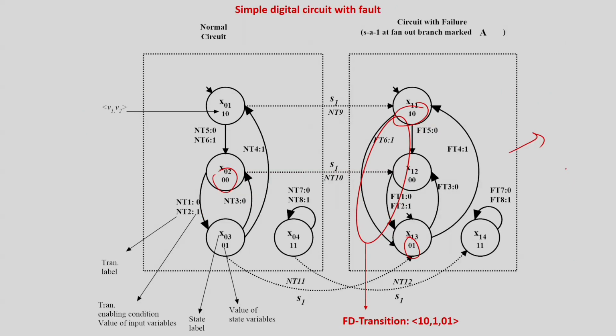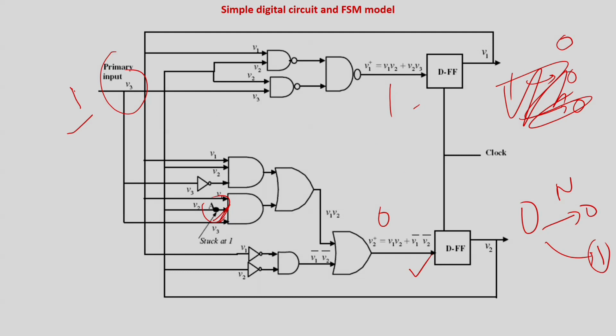So normal case 1 0, the input is 1, the output is 0 0. Faulty case, same state, same input, the output is going to be 0 1. So basically we call this a fault detecting vector or a test vector, because it can differentiate between the normal and the faulty behavior. It is nothing but your simple normal ATPG you can do and find out the vector which differentiates.